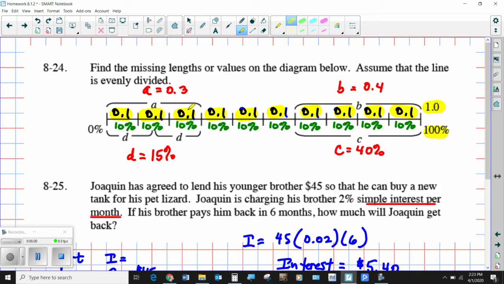1/10. So each one of these has to be equal to 1/10. So once you've got that, like let's take 3 of those, that's 3/10. Let's take 4 of these, and that must be 4/10, as well as 40%.